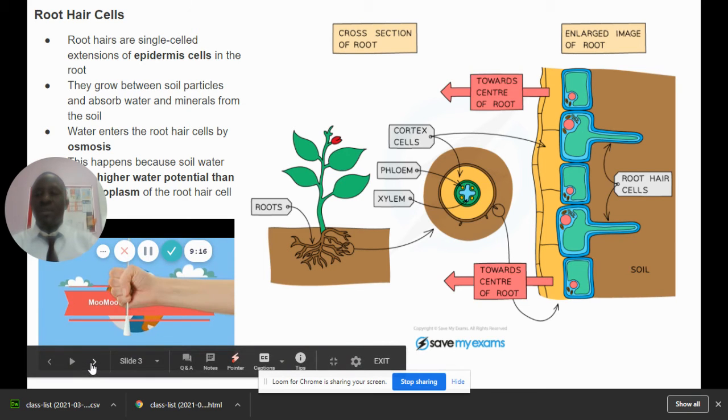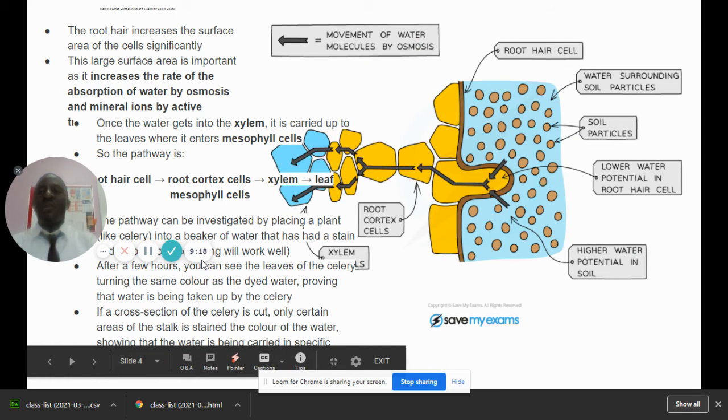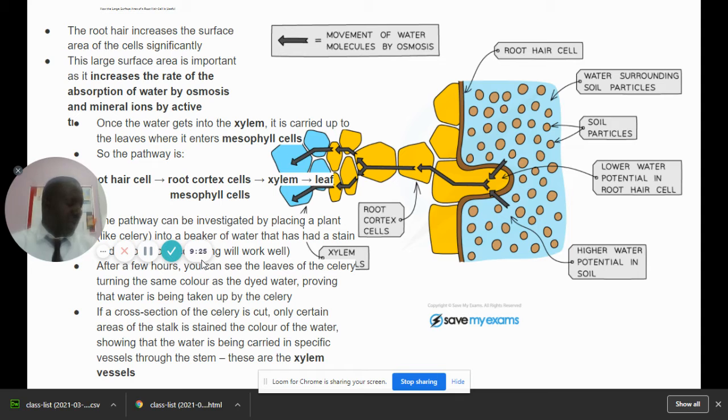So then we move to roots. How are root hairs adapted to doing their functions? We should have the following answers. One, root hairs are many. Being many means that they increase the surface area for absorption of water. Number two, root hairs have a thin membrane for easy diffusion of water. Number three, root hairs have a high osmotic potential as compared to the soil water.